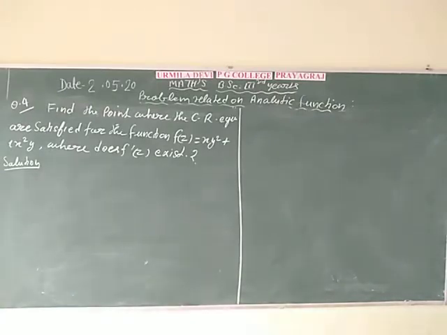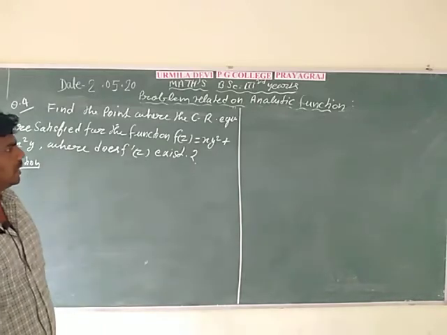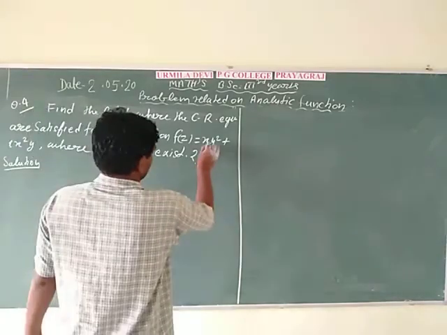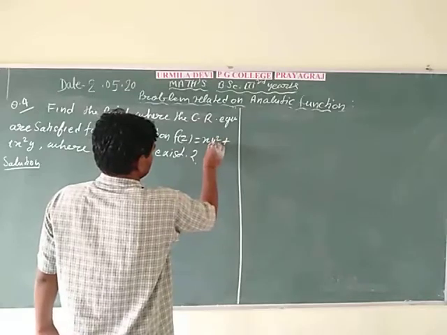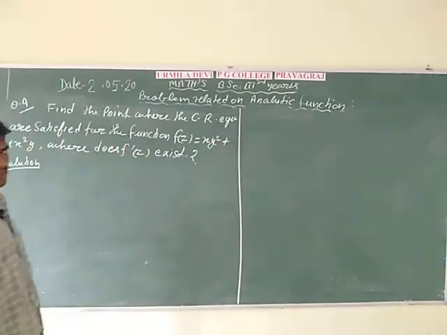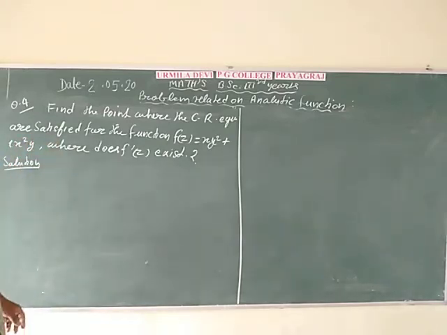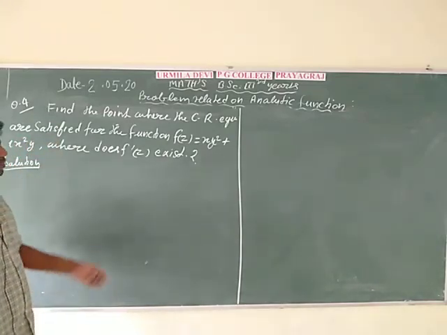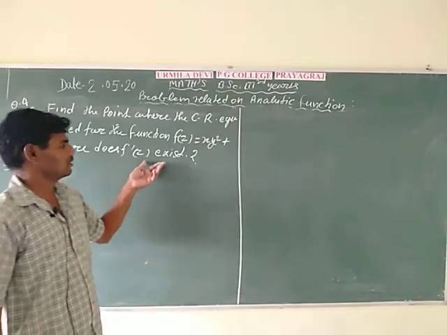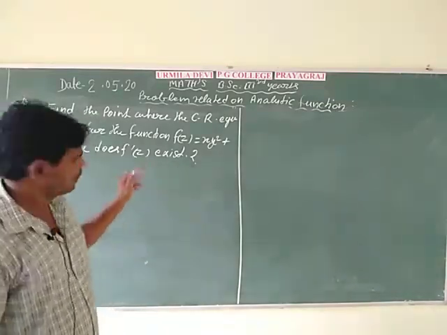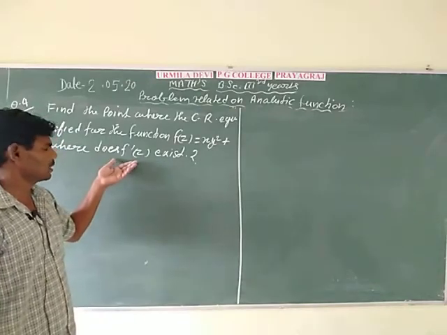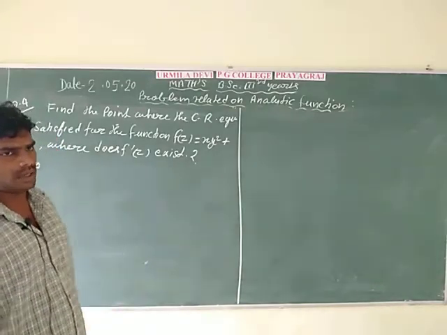In this question, question 4, find the point where the CR equations are satisfied for the function f(z) = xy² + i x²y. This is the first part of the question. The second part is: does f'(z) exist? That is, check whether the derivative of the function exists or not.